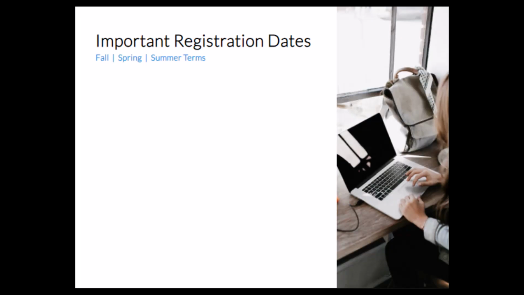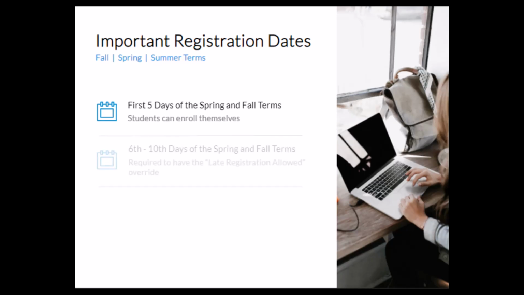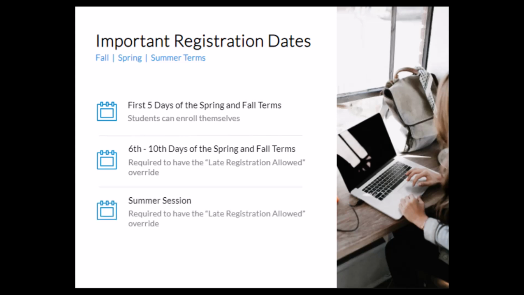Students can enroll themselves during the first 5 days of the spring and fall terms, since registration is still open for course adds and drops. During the 6th through 10th days of the spring and fall terms, students can also still register, but they are required to have the late registration allowed override in My.IllinoisState.edu for any course that has already started. For summer session, students must have the late registration allowed override in My.IllinoisState.edu for any course that has already started also. Please reach out to the department of the class to obtain a late registration allowed override.